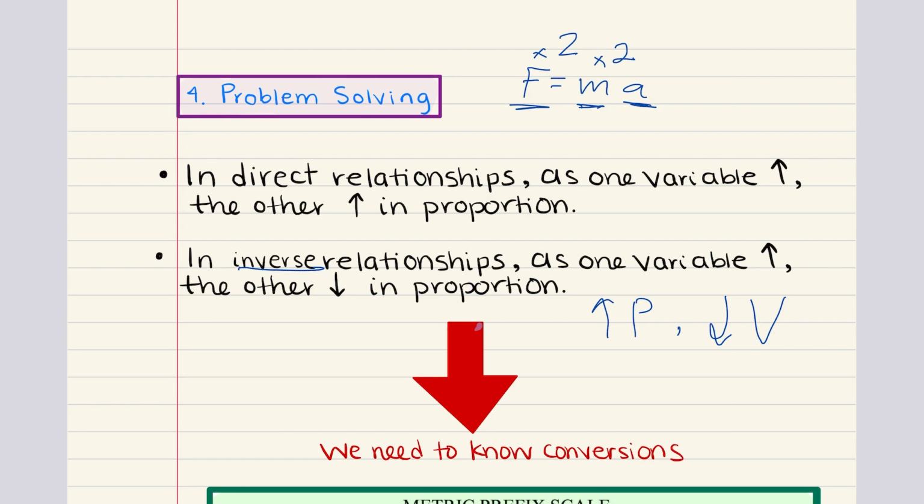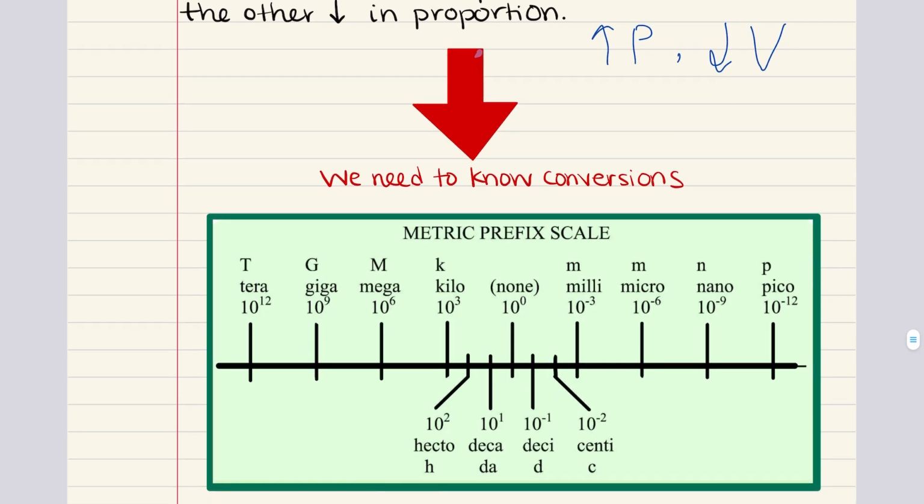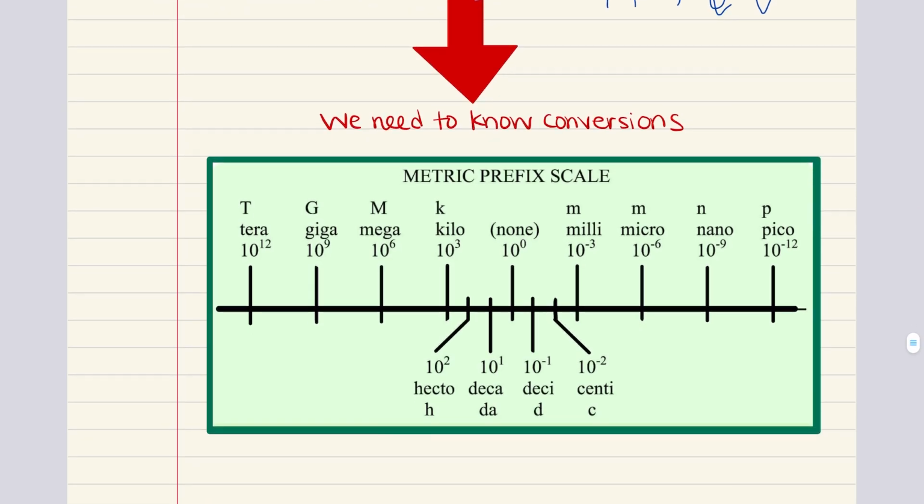Next, solving problems often requires unit conversions. To convert between units, we have to be familiar with the metric prefix scale. This provides a systematic way to represent and work with very large or very small numbers. So let's go over some of the most common metric prefixes we're going to see on the MCAT.